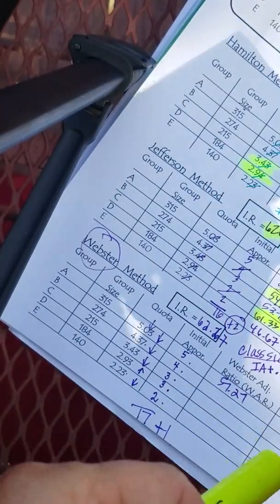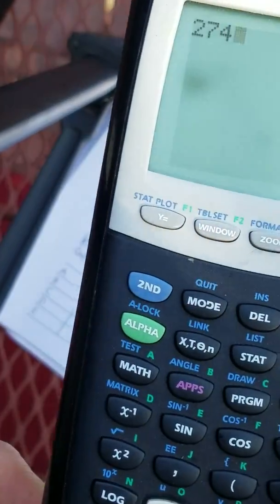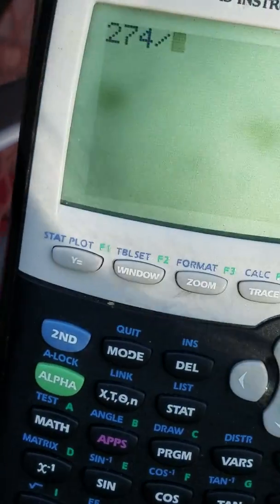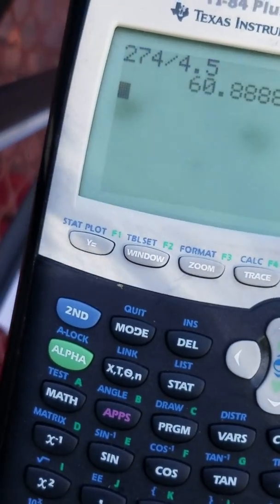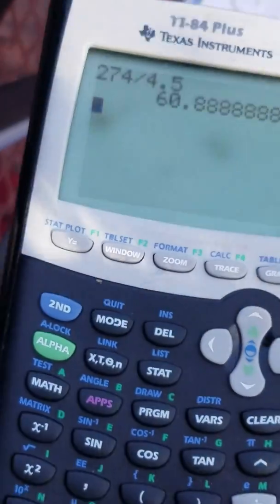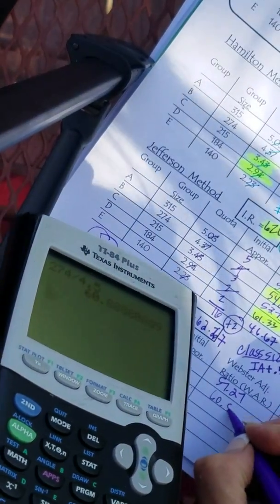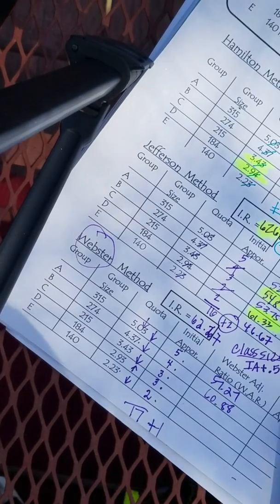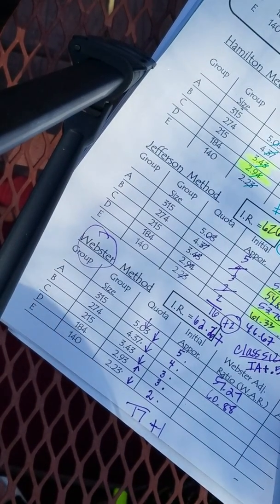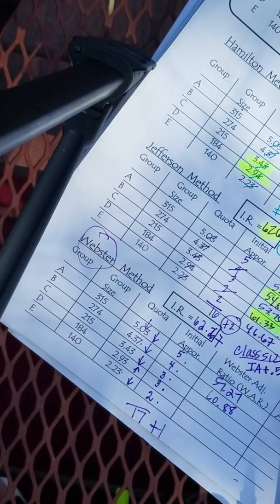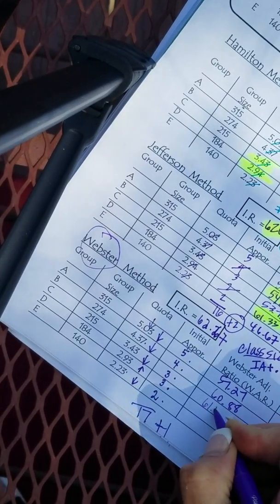Okay, let's do the next one. We have to take the class size of 274, and initially I gave 4, so I'm going to divide it by 4.5, and I get a Webster adjusted ratio of 60.88. Okay, let me do the next 3 down here. I'm going to take 215, and I'm going to divide that by 3.5, and that gives me 61.4.